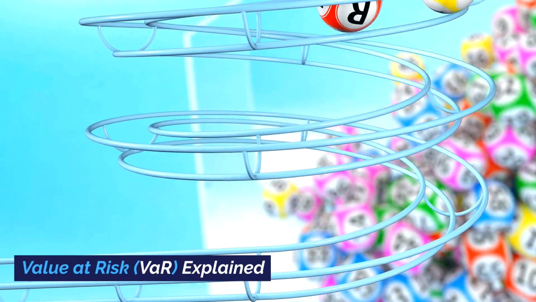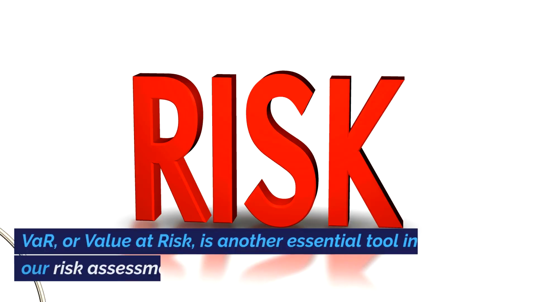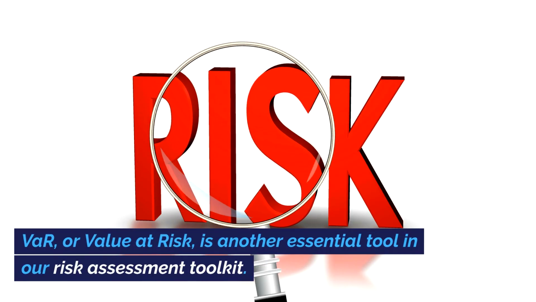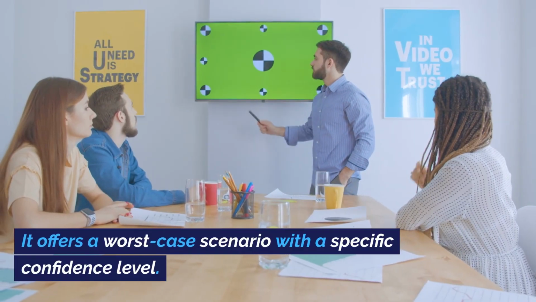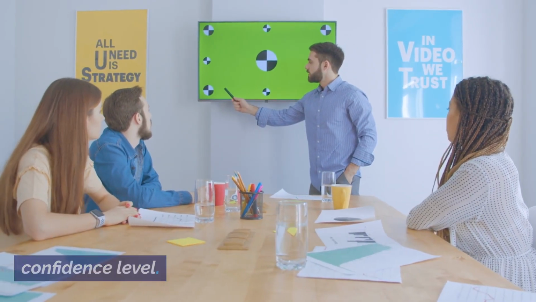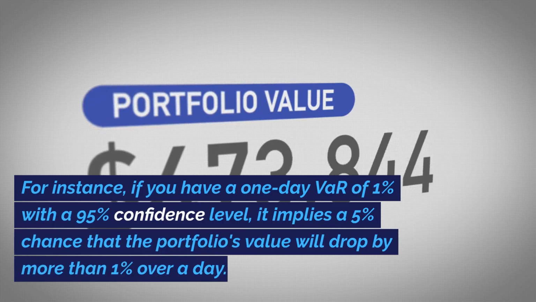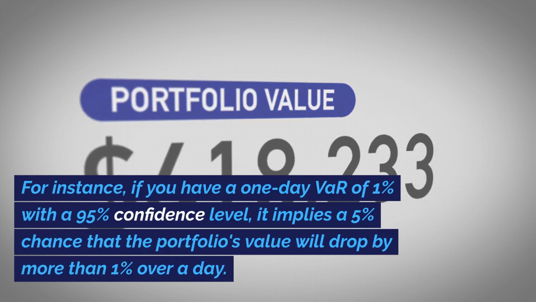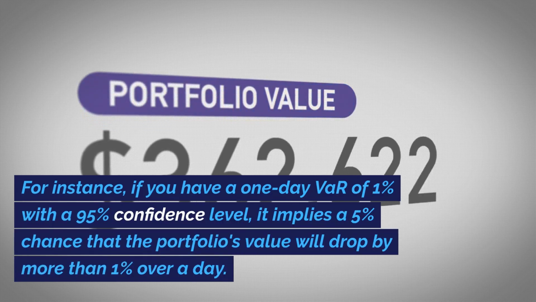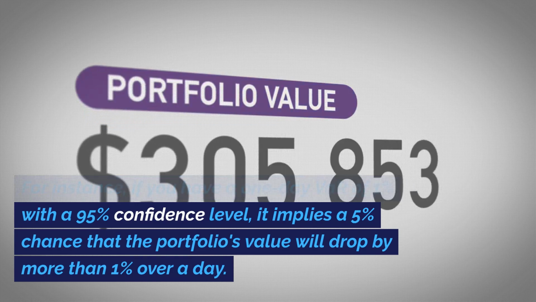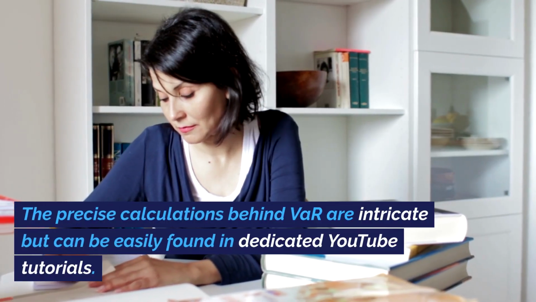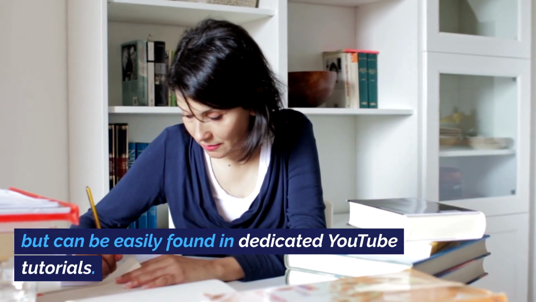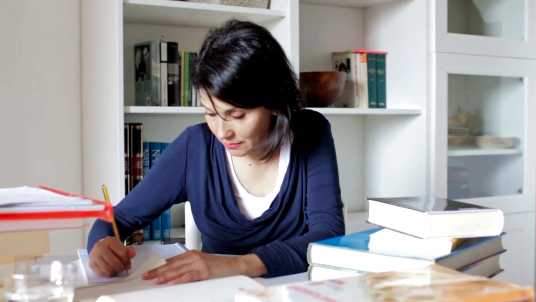Value at risk, VAR, explained. VAR, or value at risk, is another essential tool in our risk assessment toolkit. It offers a worst-case scenario with a specific confidence level. For instance, if you have a one-day VAR of 1% with a 95% confidence level, it implies a 5% chance that the portfolio's value will drop by more than 1% over a day. The precise calculations behind VAR are intricate but can be easily found in dedicated YouTube tutorials.